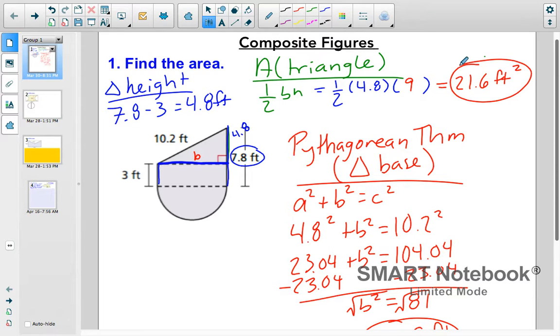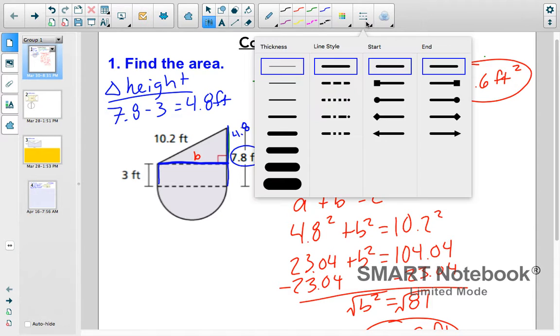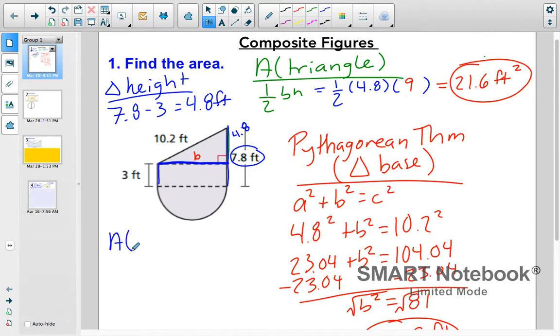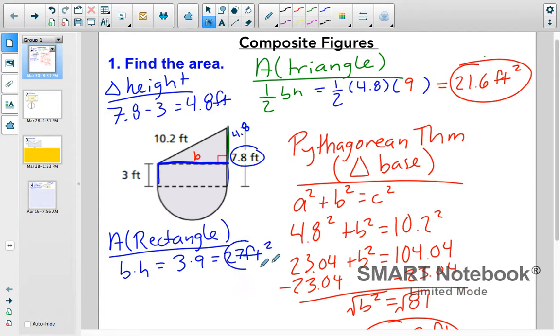Now we got to find the area of the rectangle. That's the easiest one of the 3 that we're looking for. So area of rectangle. That's just base times height, which is 3 times 9, which is 27 feet squared. There's nothing to that one.